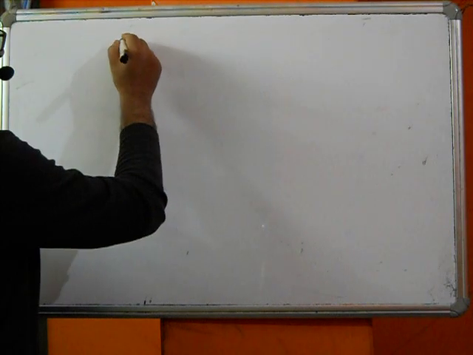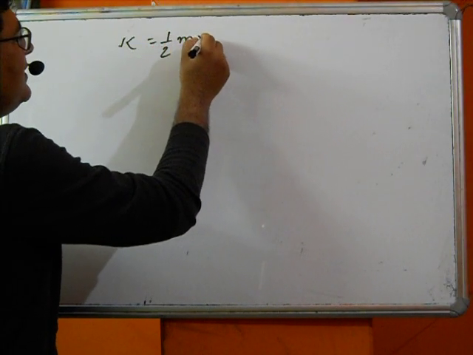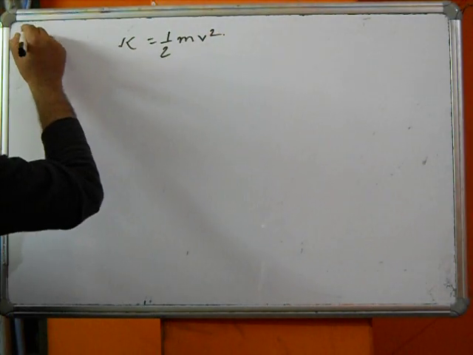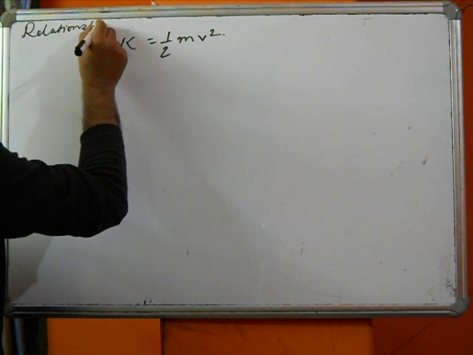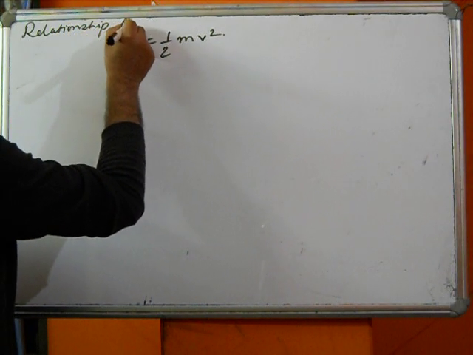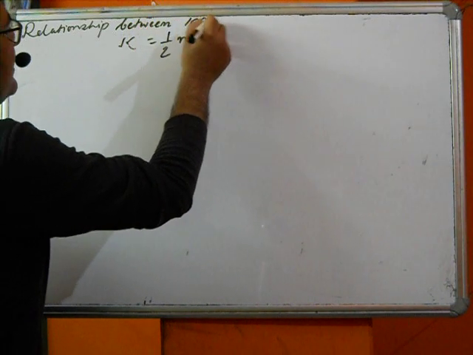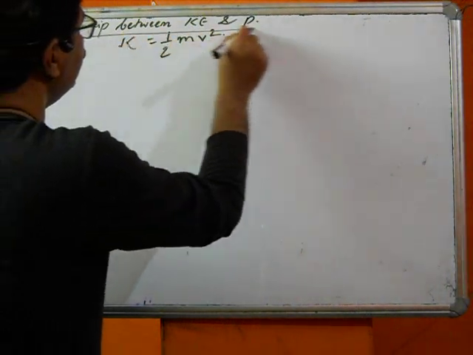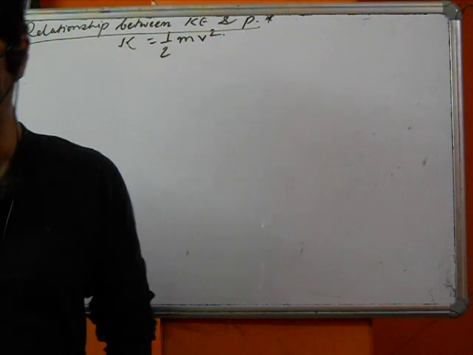So kinetic energy is measured as half mv square. We are going to find out the relationship between kinetic energy and momentum.